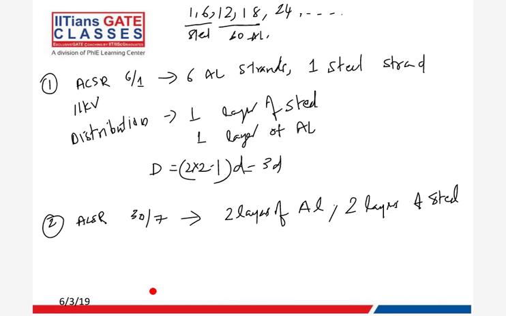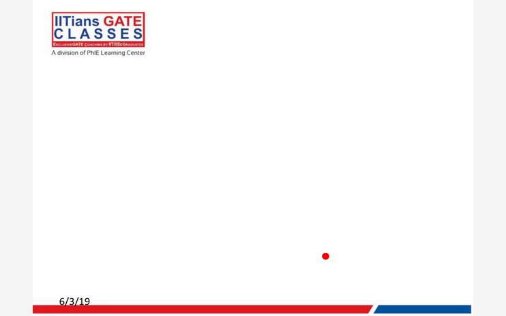So basically how many layers? 4 layers. So what is the diameter? It will be (2 into 4 minus 1) D. That is 7D. Right? I'll just write this one on the top for you guys. Just do this for me: 1, 6, 12, 18, 24, etc.